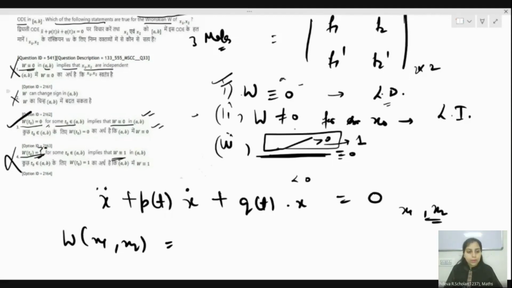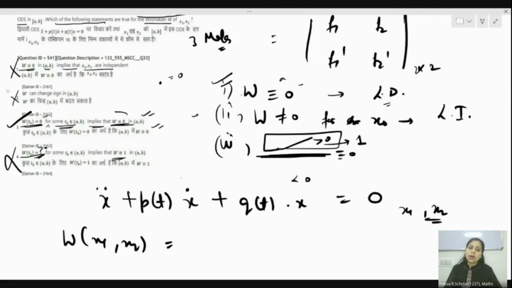Can you repeat the third option once? Okay. The third option is saying if the Wronskian at some point is 0, the Wronskian at t naught is equal to 0, for some t naught belonging to AB. It means at a single point it is 0, surely. Does it imply that the Wronskian will be identically 0 in AB?